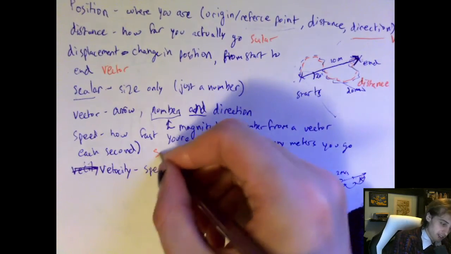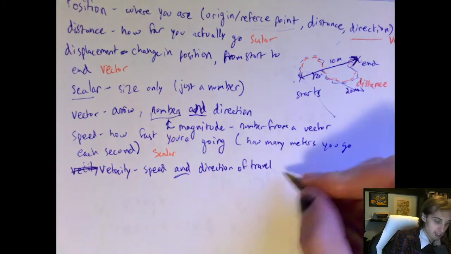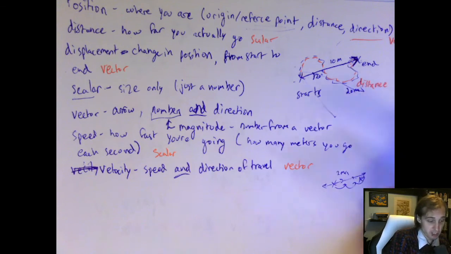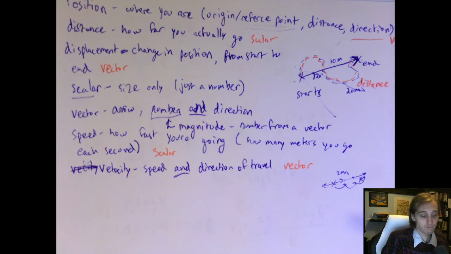Similarly, speed is a scalar. Velocity is a vector. It has a direction, while speed doesn't have a direction. This one's actually pretty easy to remember. S for speed, S for scalar, V for velocity, V for vector.